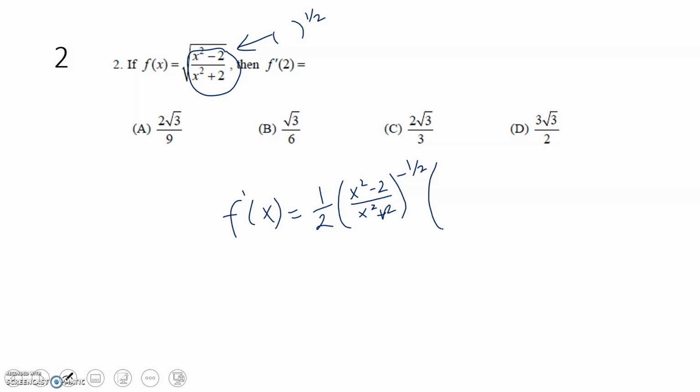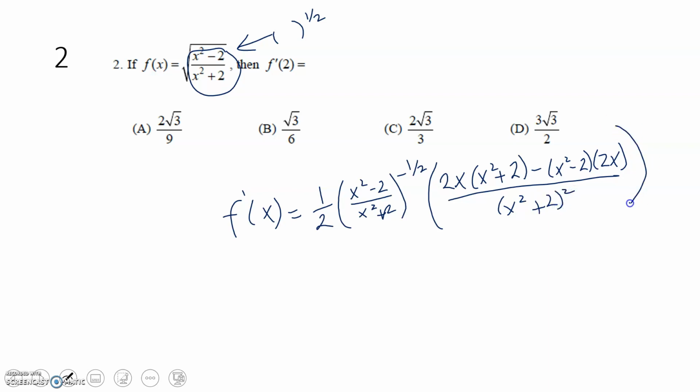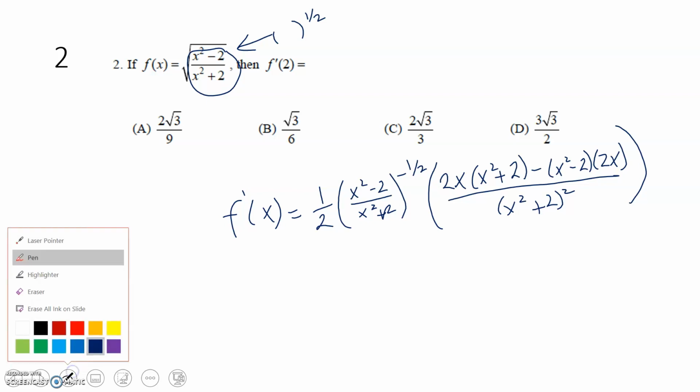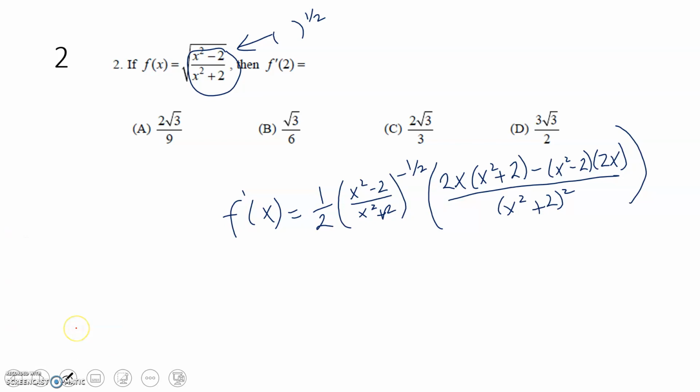So we have here x squared minus 2, its derivative, and x squared plus 2, and its derivative is 2x, times the bottom minus our numerator times the derivative of the denominator over our denominator squared. Now from here, instead of simplifying this, we will simply plug in our value.